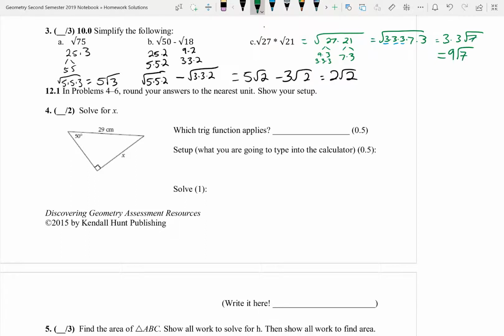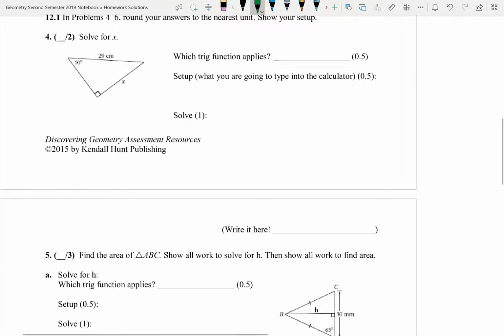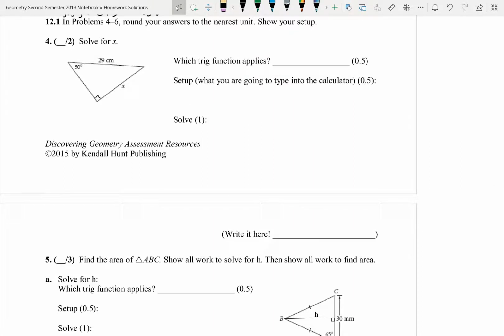There we go. Okay, 9 root 7 is your answer. And I believe the other version would be 10 root 3. All right, so in 12.1, round your answers to the nearest unit for both 4, 5, and 6. Show your setup. So what we're going to do is which trig function applies?